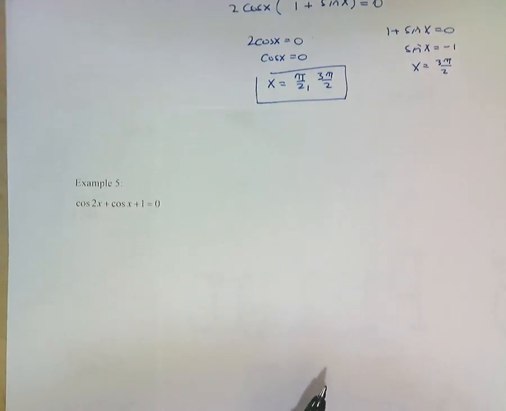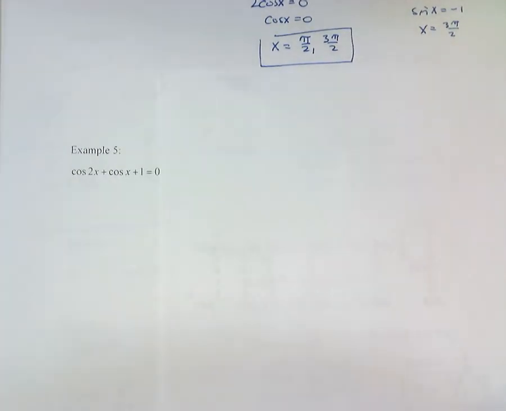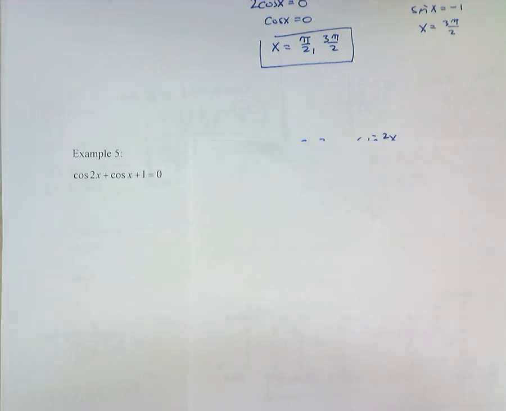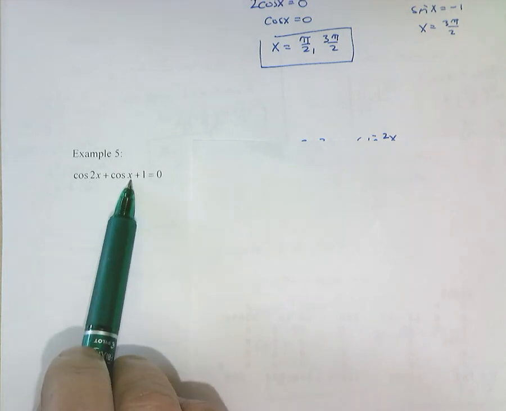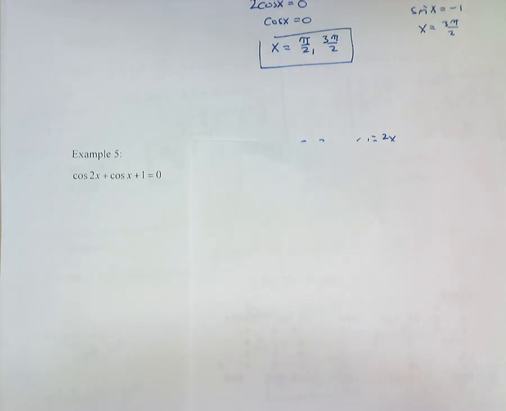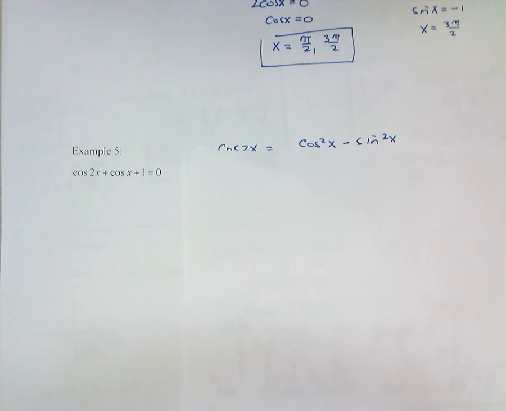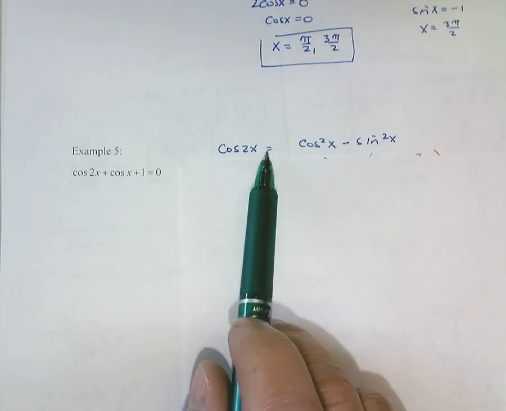Last example. Cosine of 2x plus cosine x plus 1 equals 0. Here's the problem. I have a 2x here and I have an x. So I can't solve this the way I did it before. I'm going to have to replace cosine 2x. And I'll show you where they derive the other equation.